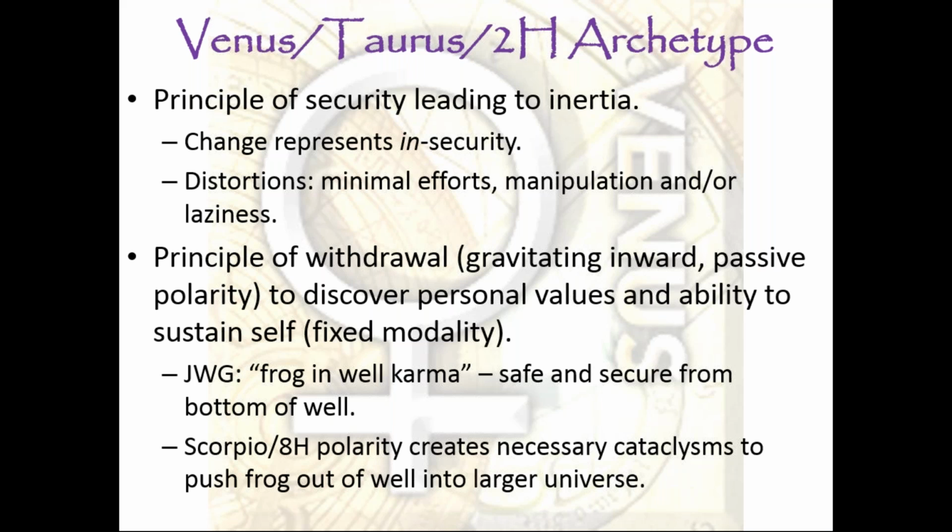Manipulation is not just a Scorpio 8th house word. It can come in here through the polarity. We can be manipulative of others who are better at creating resources, and we can relate to them for those resources, or we can manipulate those resources away for ourselves. It also can lead to the distortion, again, of laziness, not wanting to move, not wanting to change.